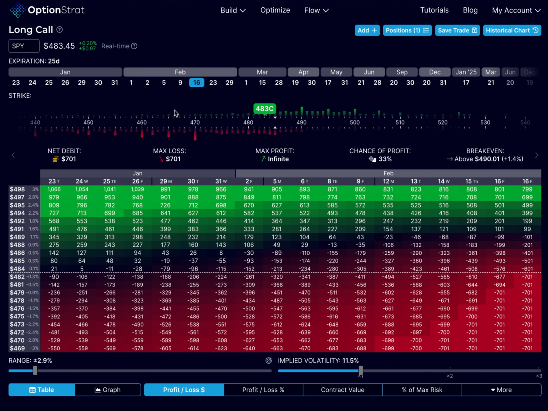So now that we've taken a look at this in the table mode, I'm going to take you to the graphs mode. Now, before I do, I want you to realize that the graphs mode is essentially taking a column here and plotting out a column. And what I mean by that is, let's just take a look here at the 29th.